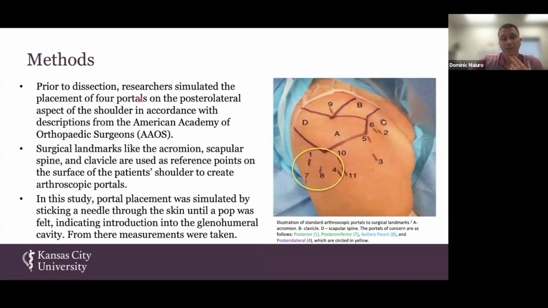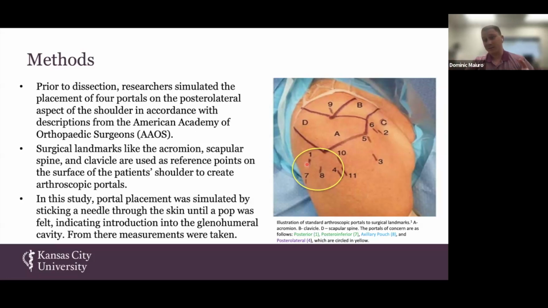So prior to the dissection, to simulate the arthroscopic entry, we used a long needle. It doesn't have the same diameter as a scope. I'm fully aware of that. A scope is 20 millimeters in diameter. And so we are kind of giving that surgical safety margin around the center point of our needle. And so we used the needle and we followed the American Academy of Orthopedic Surgeons.